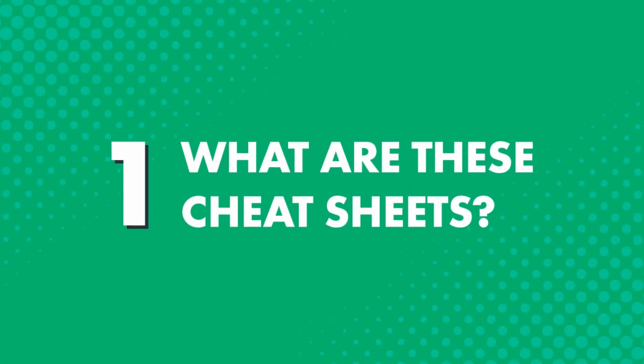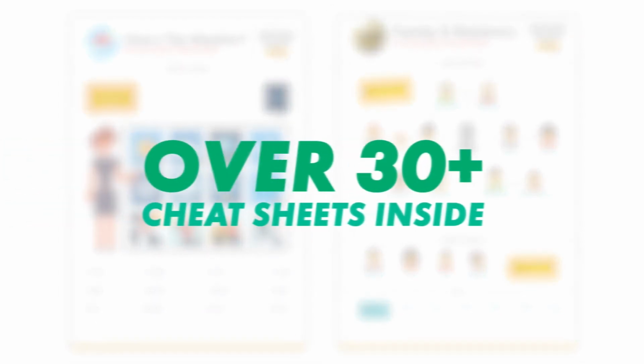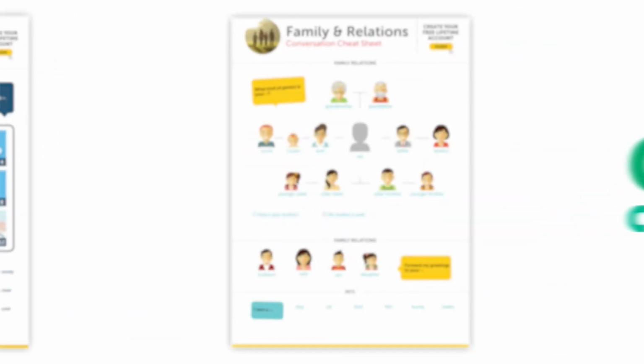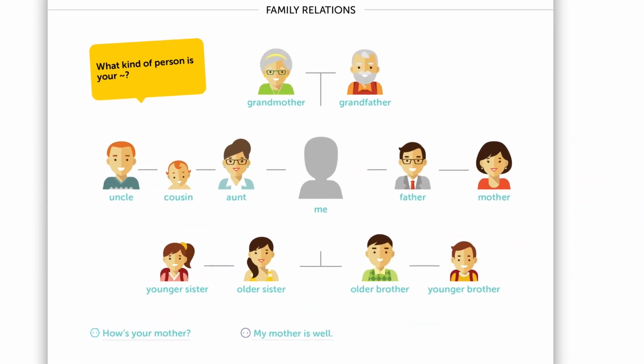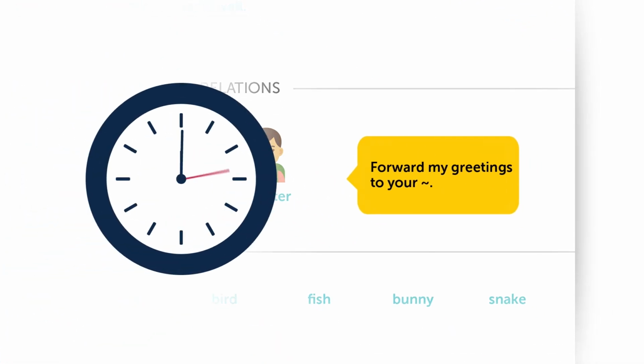First, what are these cheat sheets? With our learning program, you'll learn the language with bite-sized audio and video courses. And as a bonus, you get PDF cheat sheets to help you review the language. These cheat sheets cover must-know topics like weather, family, talking about hobbies, and much more. There are over 30 cheat sheets inside. Inside each cheat sheet, you get the words, phrases, and helpful sentence patterns related to the topic that you can quickly review whenever you have a minute or two.